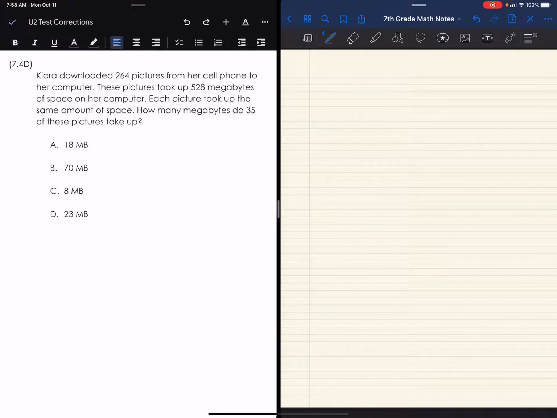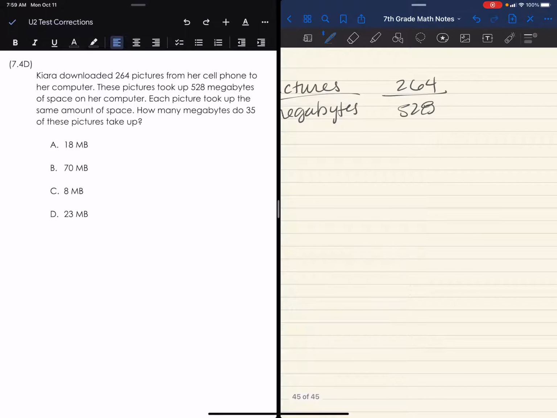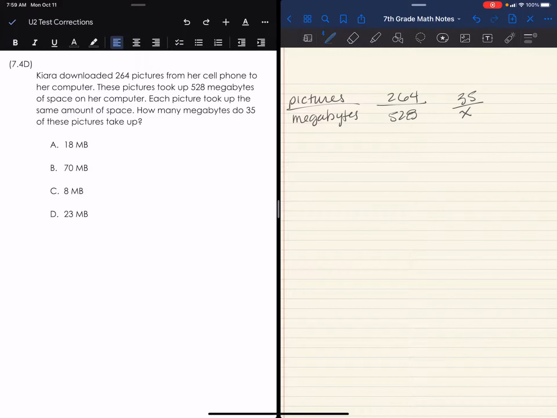So this looks like a simple proportion question where I'm dealing with two different units. I am dealing with pictures and megabytes. Now for 264 pictures, it takes up 528 megabytes, and I'm trying to figure out how many megabytes 35 pictures take up. Setting up the proportion is always the hardest part, but I've got all of my numbers representing pictures on the top and all of my numbers representing megabytes on the bottom. From here, we'll cross multiply and divide.